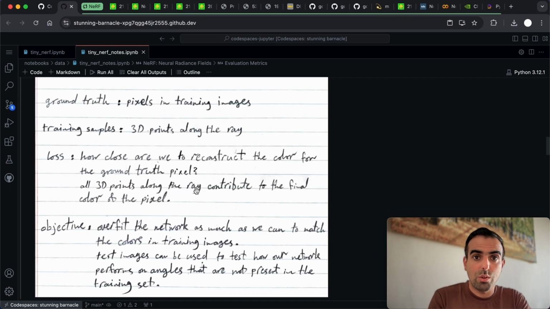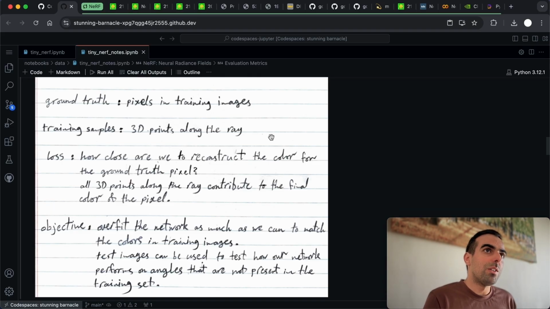So what is the ground truth in neural radiance field? The ground truth are the pixels in the training images. But what are the training samples? The training samples are the 3D points sampled along the ray. So you shoot a ray, you sample points, you adjust the color, then you calculate the final color of a pixel, and you compare that with the 2D images that you have from the training set. Based on that, you calculate the loss, you start updating the 3D points and the 3D scene, and change the colors until you match the pixels in the training images.